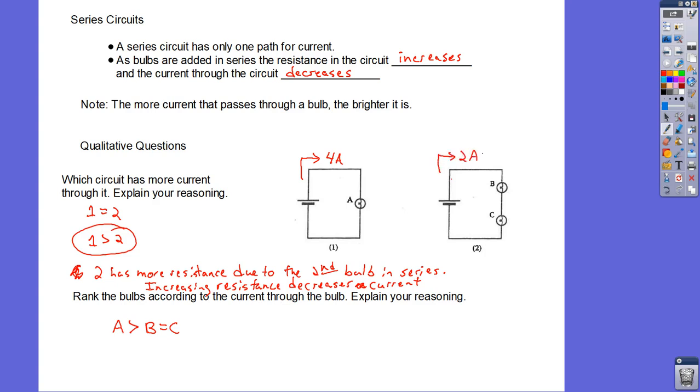And remember, a really important thing is that if 4 amps leaves the battery, all 4 amps have to come back to the battery. So we have 2 amps here, we have to have 2 amps coming back to the battery. So that means that all 2 amps goes through B, all 2 amps goes through C, and so on. And again, current is equal to brightness. So A is going to have more current through it, it's going to be brighter. B and C are going to be equal to each other.